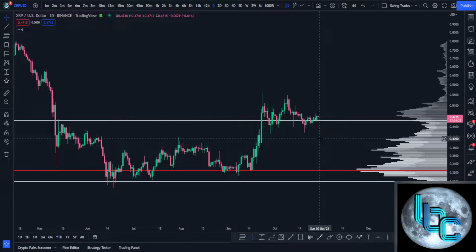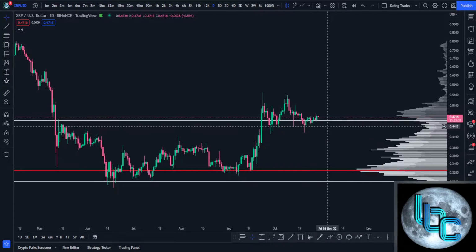But yeah, so basically, right now, XRP is trading at 0.4715 cents, and it is coming down. We just started a new day. It is now the 29th of October, UTC time anyway, and it is 7:35 p.m. Central Standard Time, which is where I am.